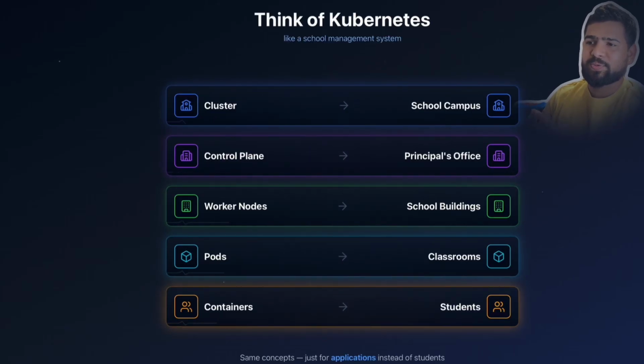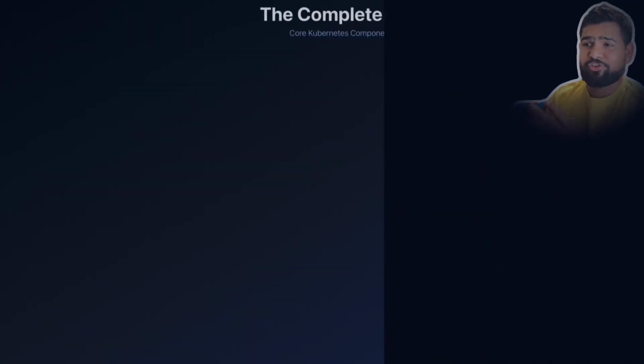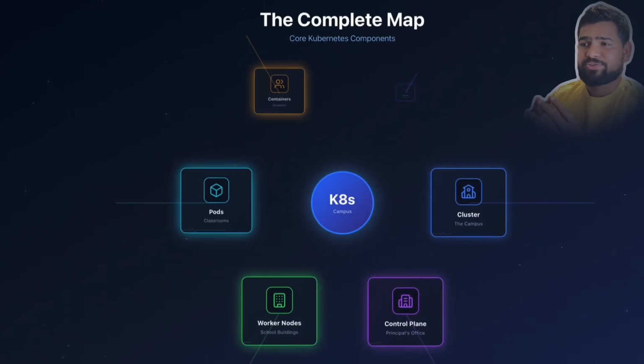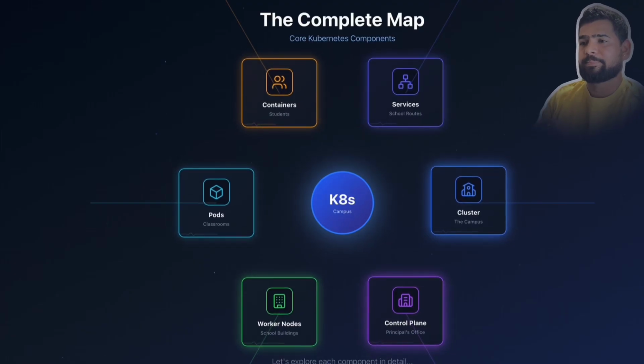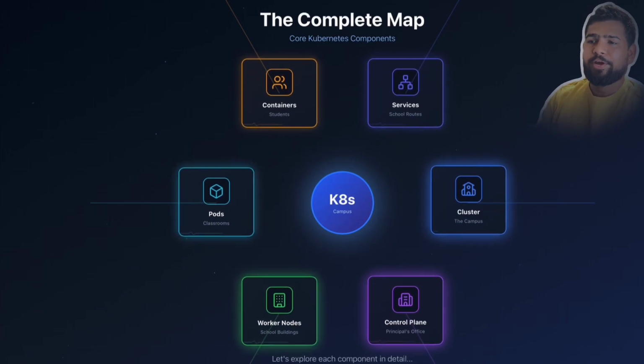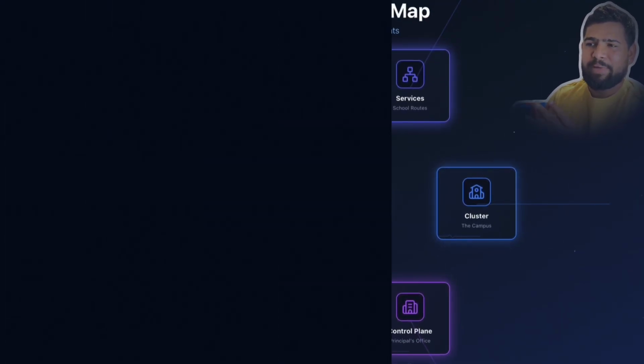The goal of the school is simple: make sure classes are running, students are in the right rooms, and if something goes wrong, it gets fixed automatically. That's exactly what Kubernetes does for your application. So, today we are not going inside any room, we are just looking at the campus map. That is the main components of Kubernetes.